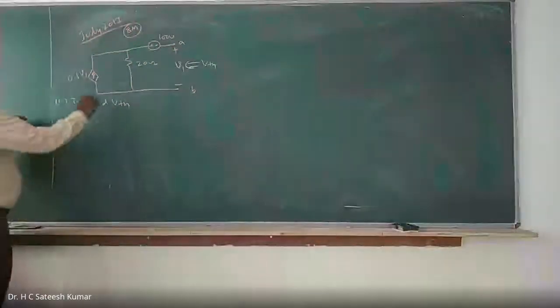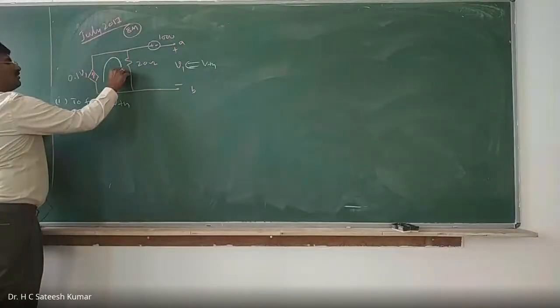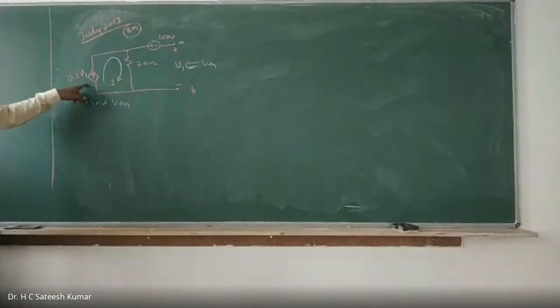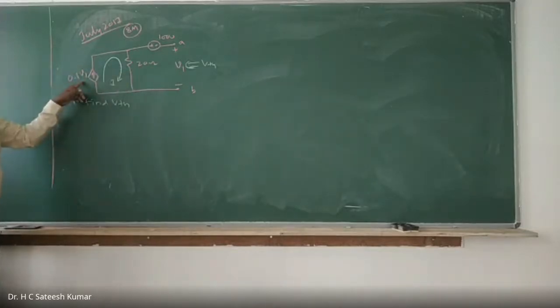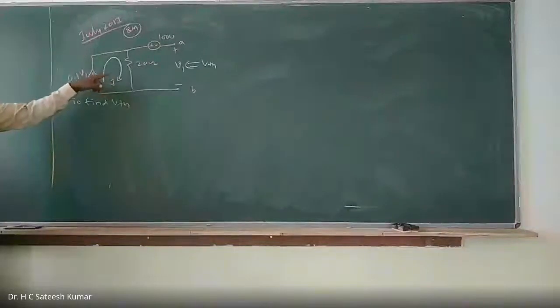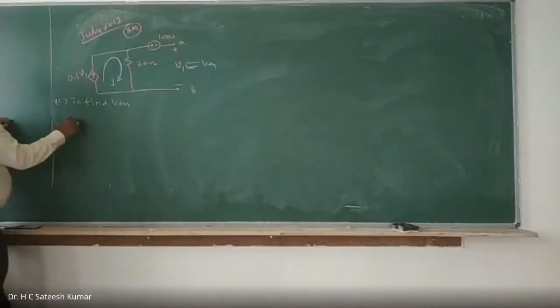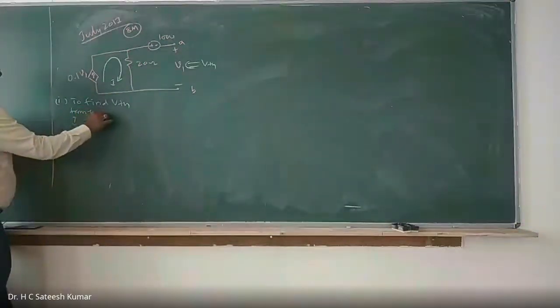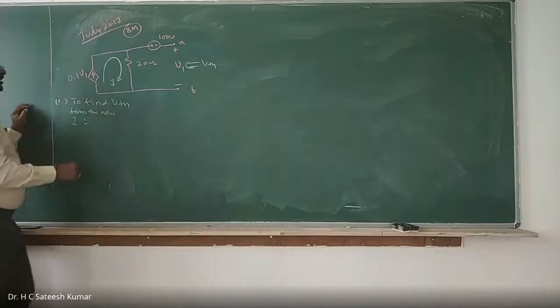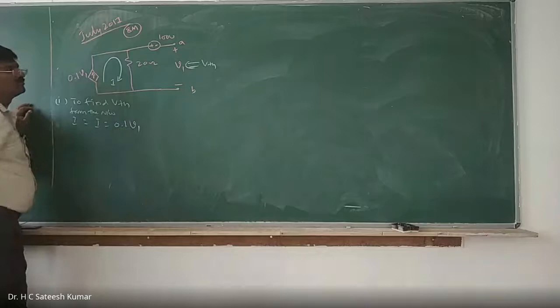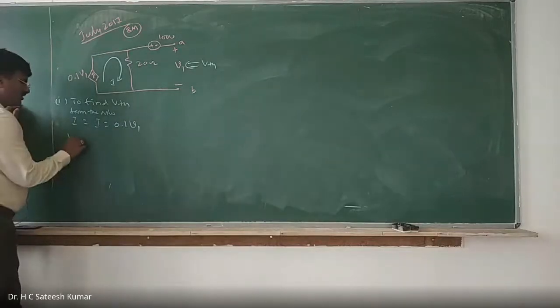Now put the loop current, which you call I. Since the current source is in the perimeter, as earlier also, the loop current is equal to the source current itself. Therefore, from the network, I is equal to 0.1 V1. Next you find out VTH.